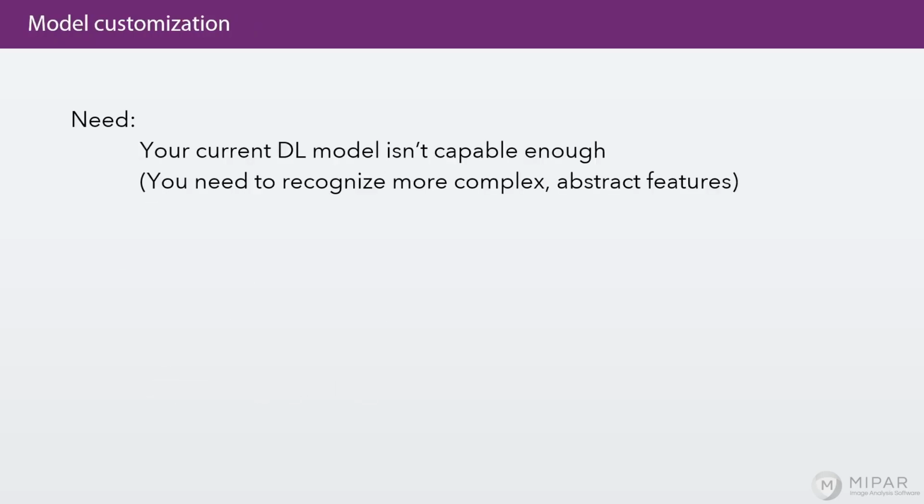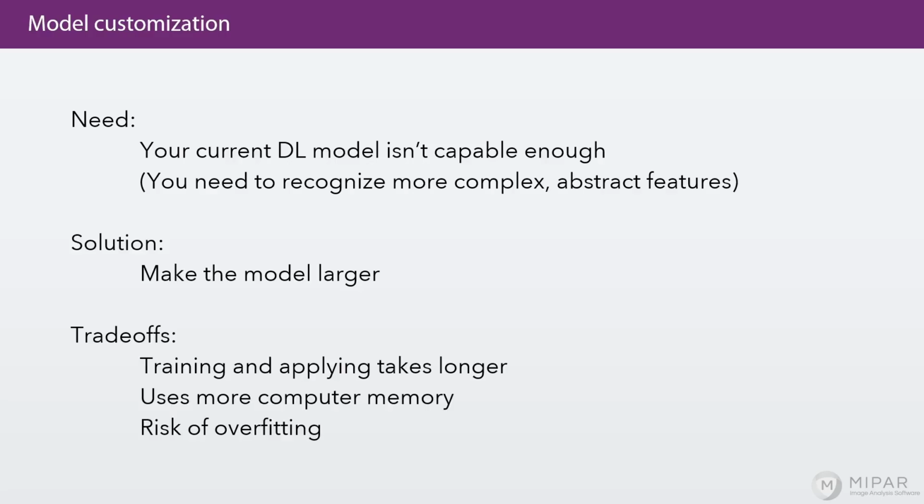So with model customization, the need we're trying to meet is, what if your deep learning model can't recognize the features you need it to, even with lots of training data and time? And the solution can be just to make the model larger. Of course, if your model is larger, it takes more resources to train and apply. You also run the risk of the model simply memorizing the images rather than learning general characteristics of the features you want it to identify.